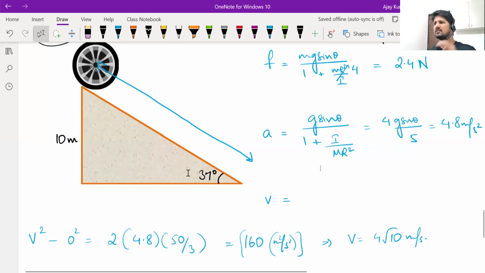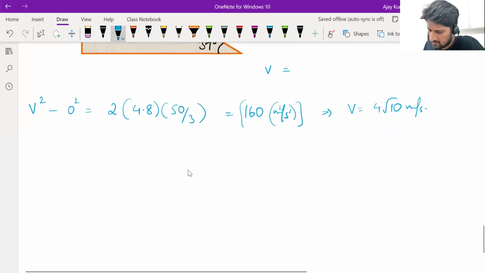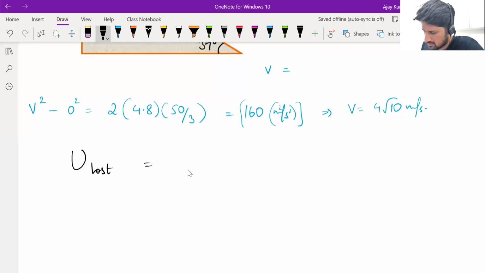So we'll directly write potential energy lost is equal to kinetic energy gained. Potential energy loss is always mg into height descended by an object. By whatever height it is coming down, mg into that height is the potential energy it loses. If it rises up, it gains. So you can write potential energy lost is equal to kinetic energy gained.